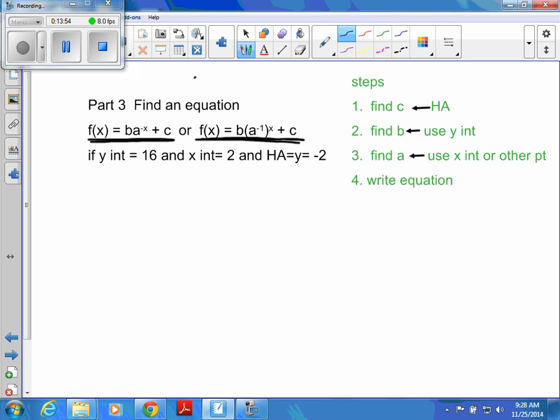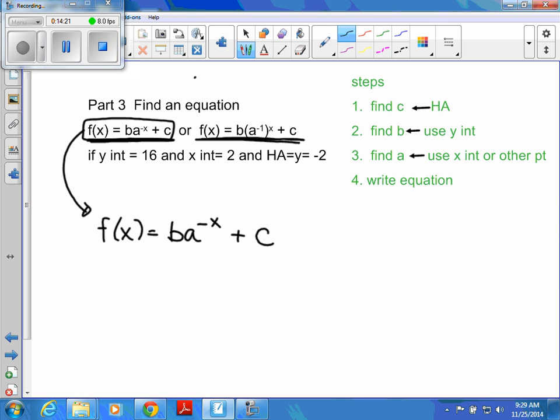If you don't like the negative x on the outside, you can write it as a positive x, but then you have to put a negative 1 inside the parentheses. I don't care which one you use. The book uses this one. I'm just going to go with that one. So I'm going to use f of x equals d A to the negative x plus c. And all they want you to do is write an equation. They do not want you to graph it. So we're going to go step by step.